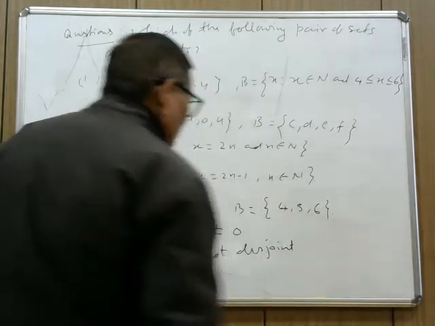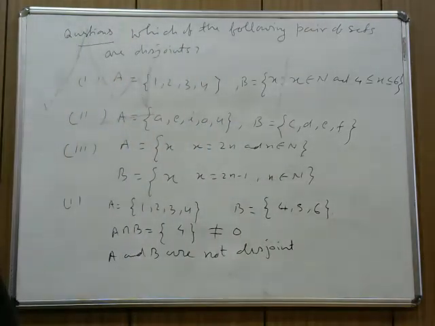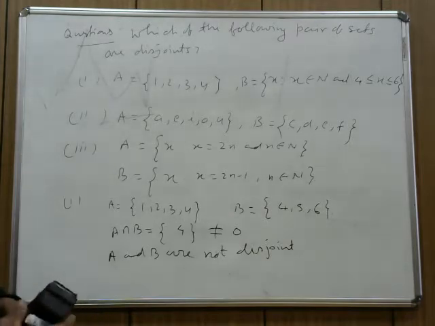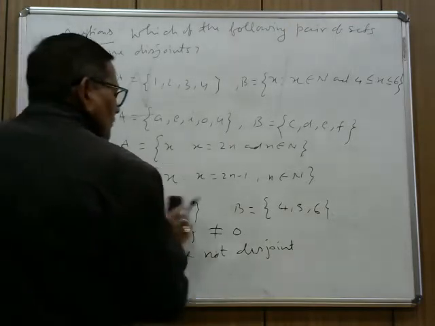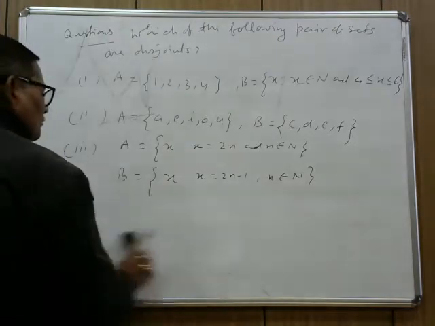They are not disjoint because overlapping sets are not disjoint sets. So in this case, in the first question, they are not disjoint. Now come to the second part. What is your second question?